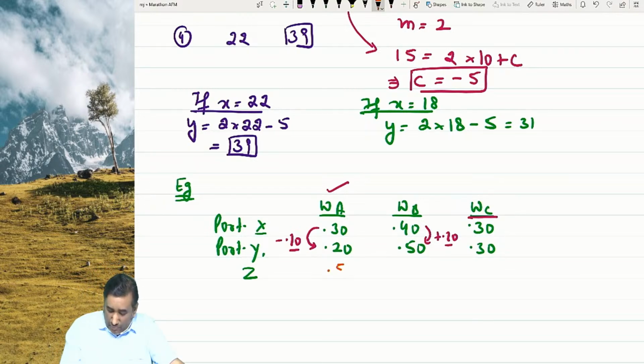If the weight is 0.5, then we'll say this is moving by what? Plus 0.3. This should move by what? Minus 0.3. The answer should come 0.2. And this will be the balancing figure, Z.